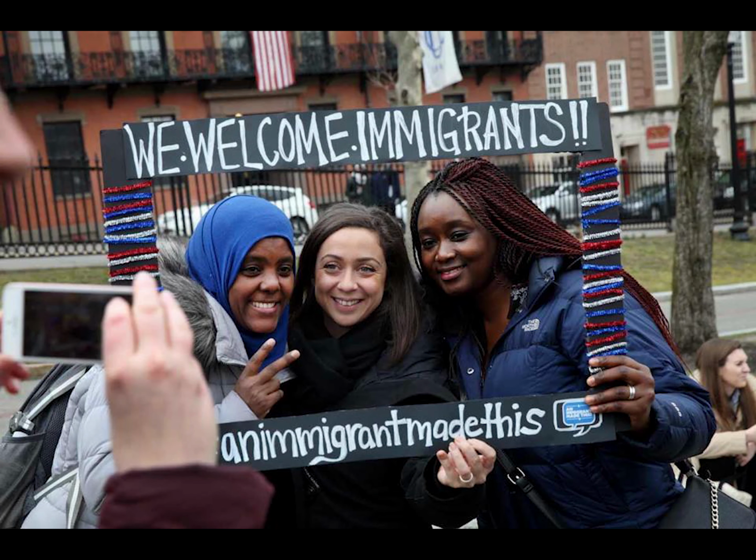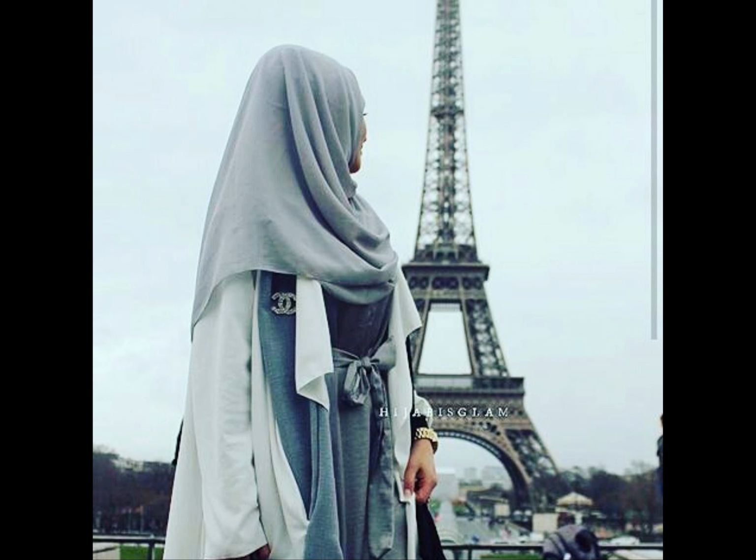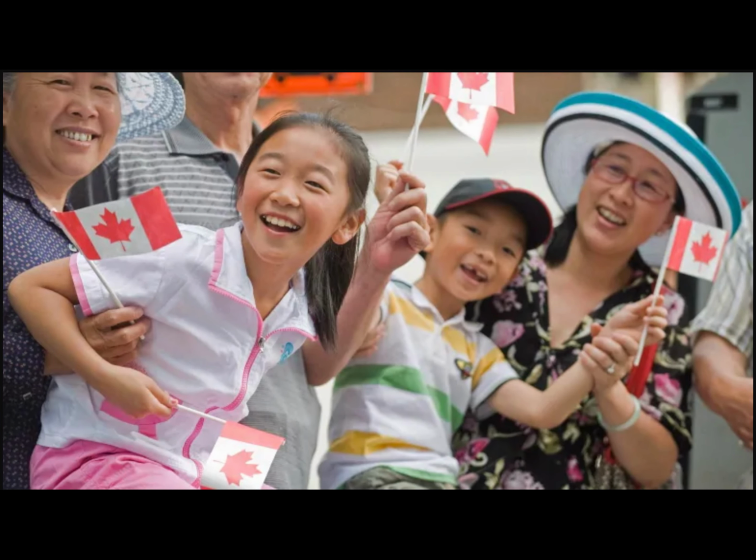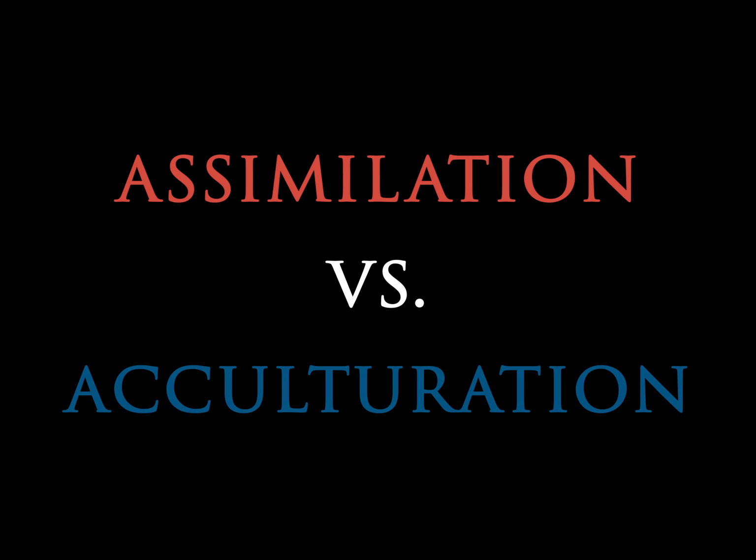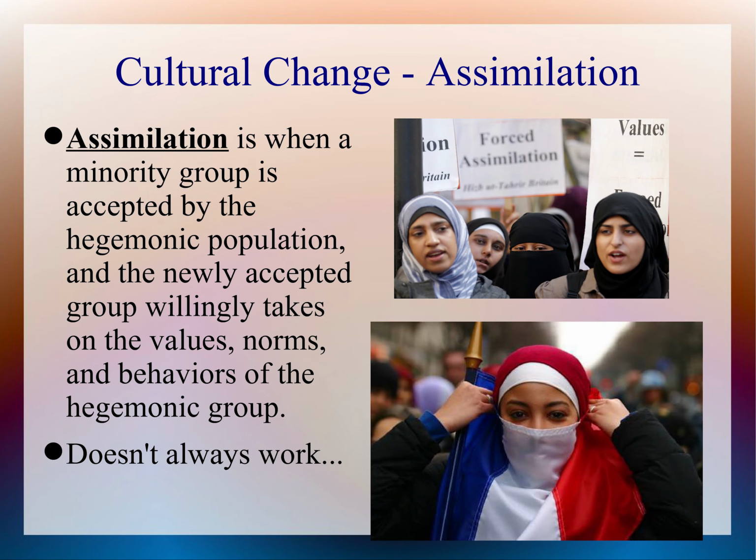Cultural change also occurs when you see cultural contact of immigrants coming from one society and moving into another society with a different culture. There are two different ways to think about the immigrant experience when it comes to cultural change, and I want to differentiate between them. There's assimilation and acculturation. Assimilation is the idea that a minority group or an incoming immigrant group should be accepted by the hegemonic population, and in exchange, that group takes on the culture or the beliefs of that hegemonic group.